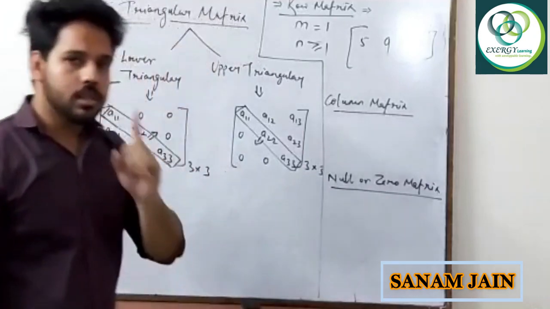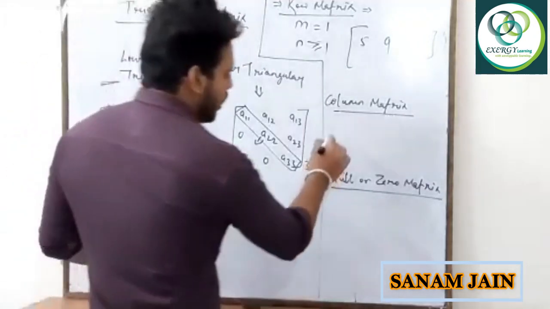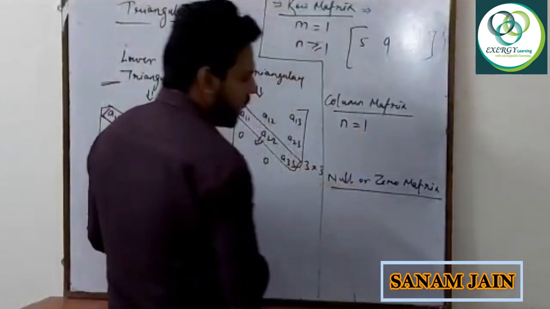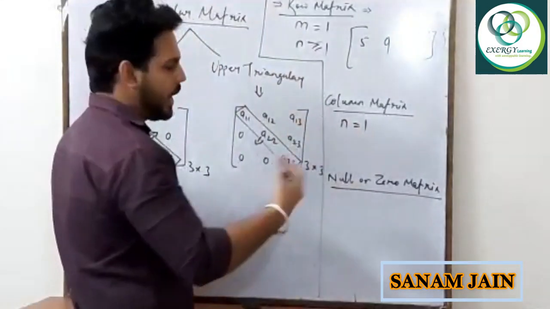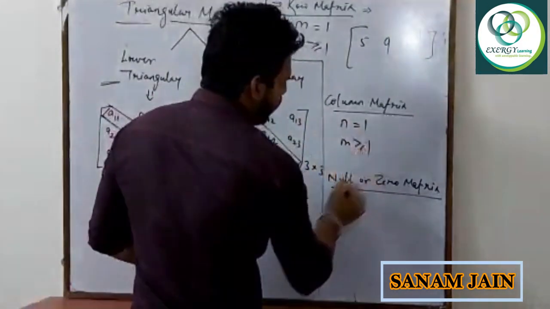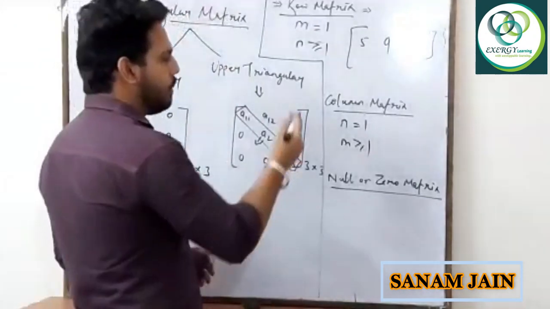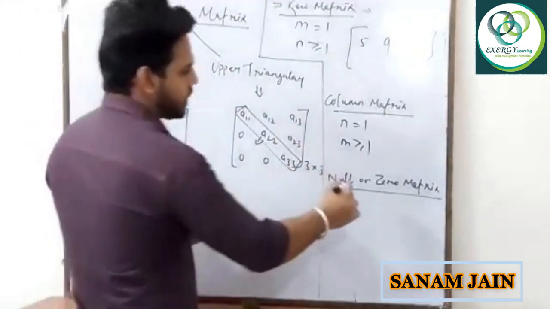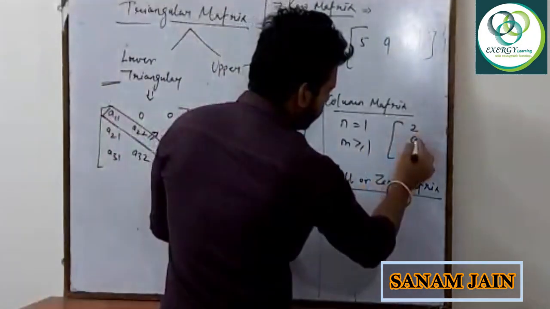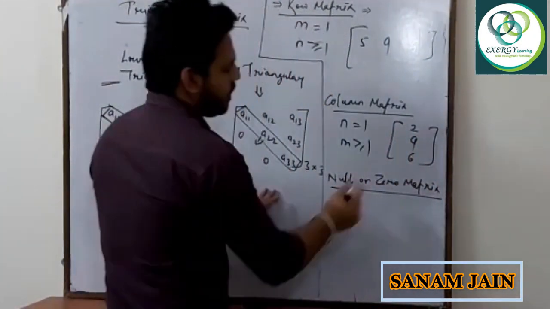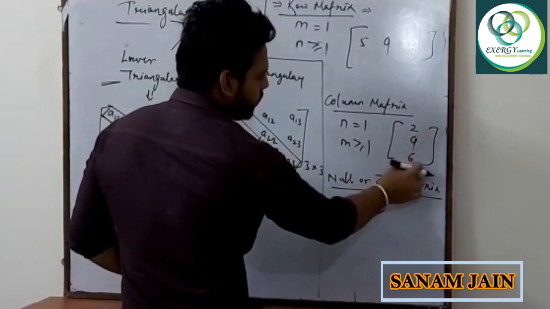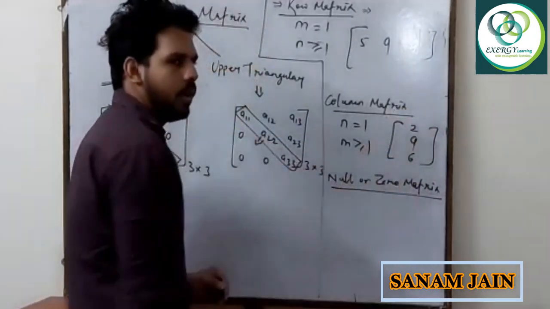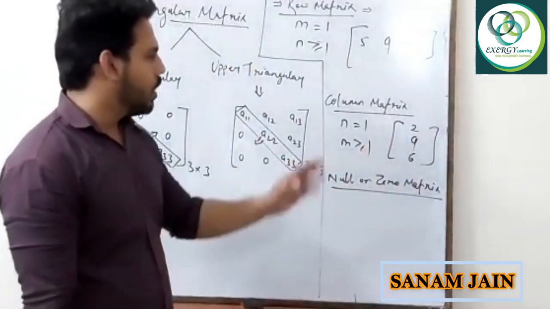Similarly, the column matrix. A column matrix means one column. The number of columns can be represented as n, so n should be equal to 1 and m can be greater than or equal to 1. So if the matrix has one column, it is known as a column matrix. For example, we can see 2, 9, 6. The number of rows is 3, but the column is only 1. So this kind of matrix is known as a column matrix.